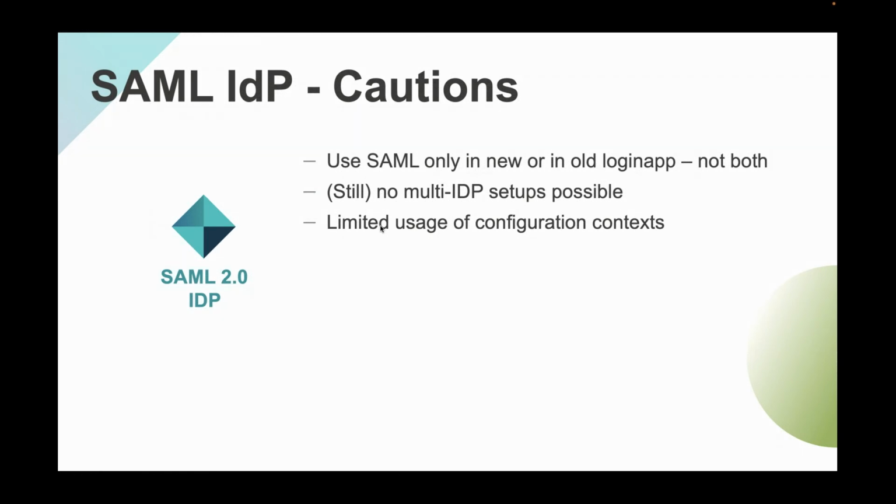You cannot really use configuration context to all extent in conjunction with SAML. So all the details you can find in the documentation. As I said, we rewrote the SAML documentation for the new Loginapp, and you should find all the information there, how to set up the IDP, how to step-by-step add SPs, how to use authentication context classes, and so on. And including a longer list of detailed limitations.